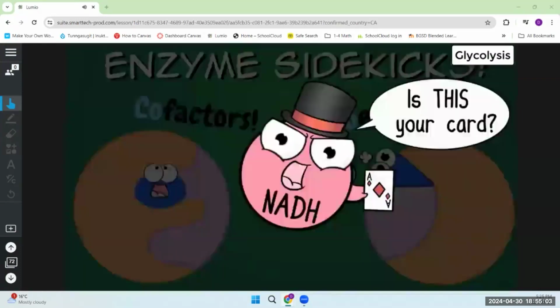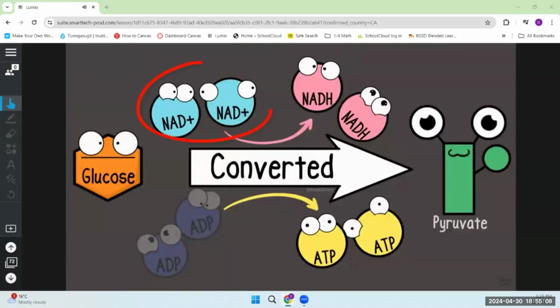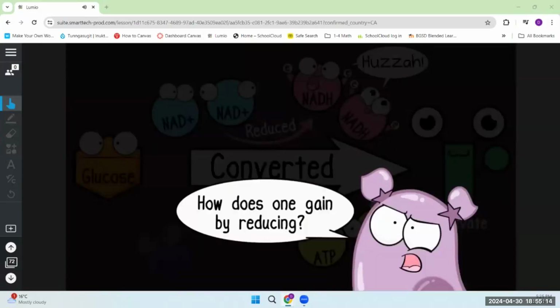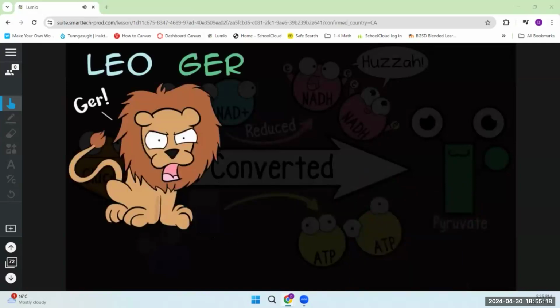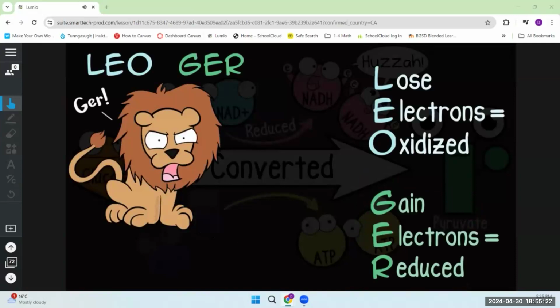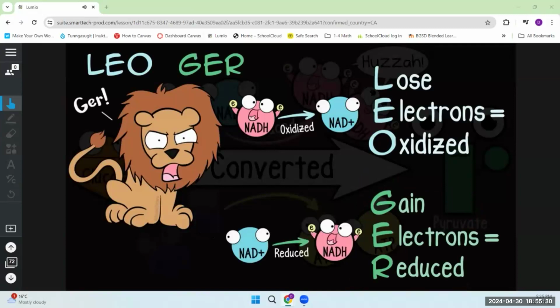We also need to mention that NADH didn't just poof appear as a product. No, because NAD plus actually was reduced to NADH when it gained electrons. And if the words reduced and oxidized are confusing, you can remember the famous LEO GER mnemonic. Lose electrons oxidized, gain electrons reduced. So NADH to NAD plus is oxidation because it loses electrons, and NAD plus to NADH is reduction because it gains electrons.